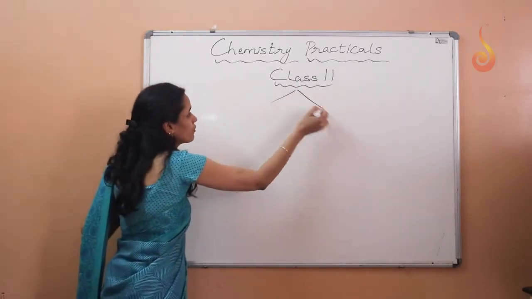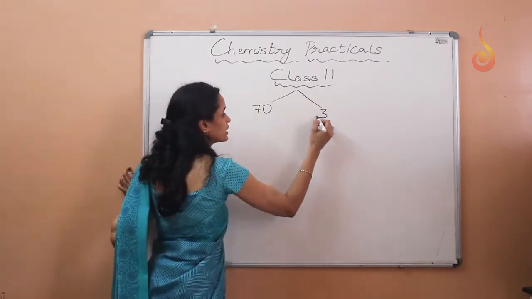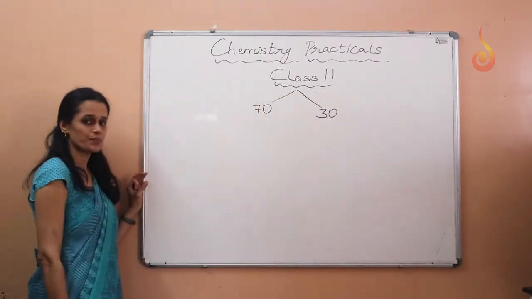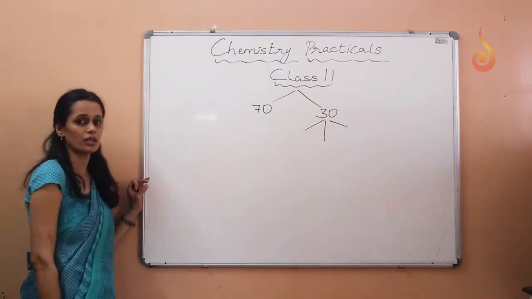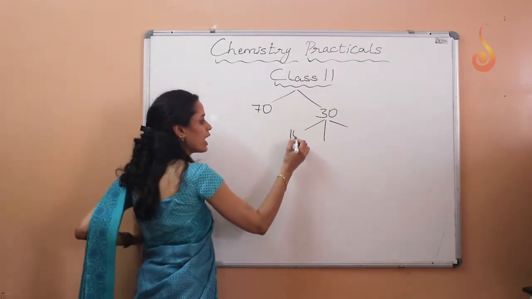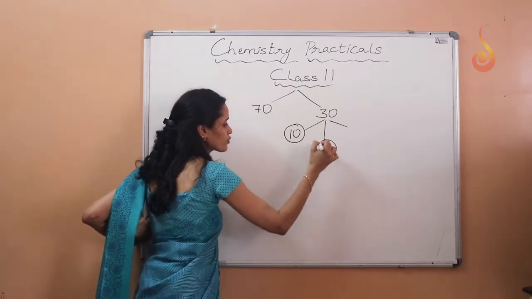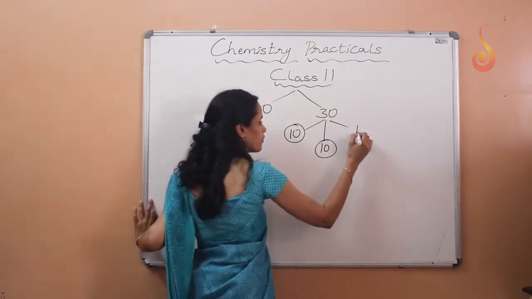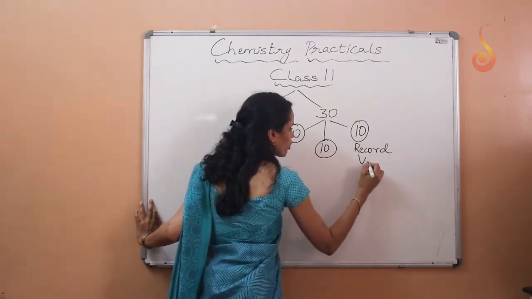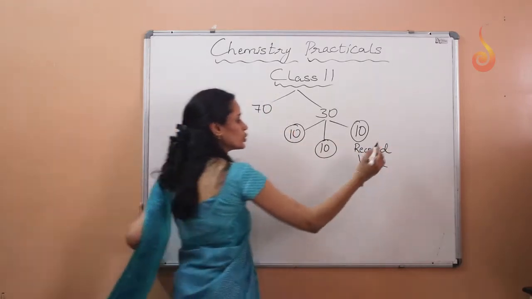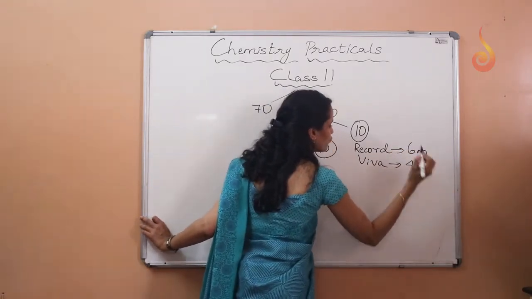Out of 100 marks, 70 marks are for theory and 30 marks are for practicals. Again, these 30 marks have been differentiated in three ways. 10 marks is for one experiment, another 10 marks is for the other experiment, and 10 marks is for record and viva. So totally for record we have 6 marks and for viva we have 4 marks.